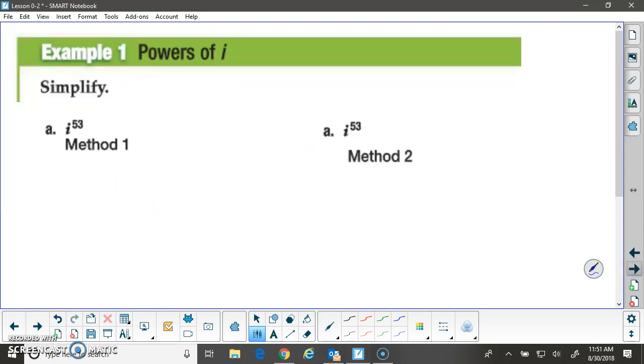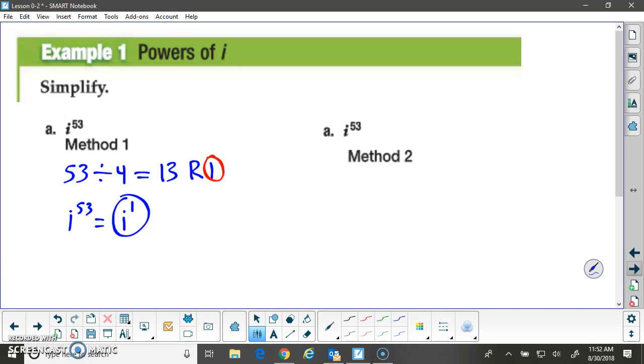So example 1 says to simplify i to the 53rd. We have 2 different ways we can do this. The first method I want to show you is to take the exponent 53 and divide by 4, because the imaginary unit cycles every 4. And this would give us 13 with a remainder of 1. So then what you do is you just take that remainder, and that becomes your new exponent. So i to the 53rd is equivalent to i to the first.